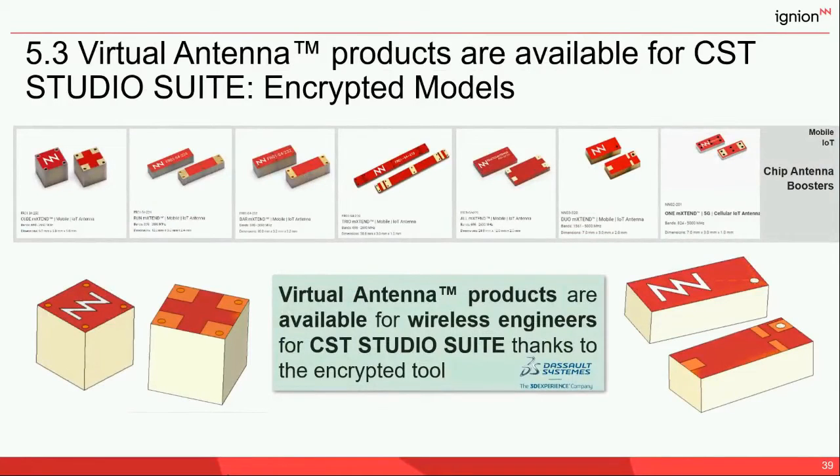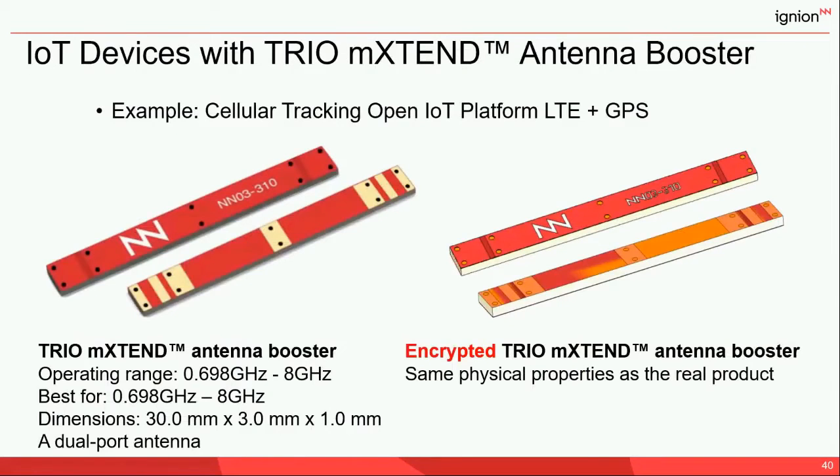for those using CST Studio Suite, the 3D EM simulator, now we have all of our virtual antenna products available in our web page through the encrypted models. So you can use them. They are in our web page. And let's illustrate, for instance, the Trio. You have on the left the real product, and on the right, this is the encrypted model. So you have the same logos, the same part numbers, the same materials, the same geometry inside. Everything is encrypted.